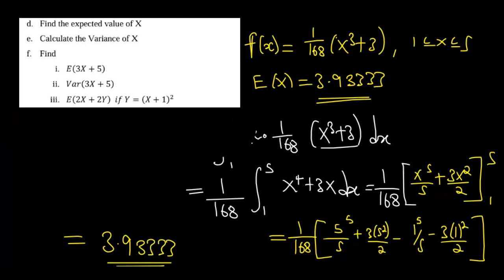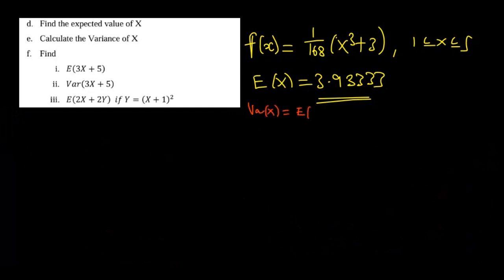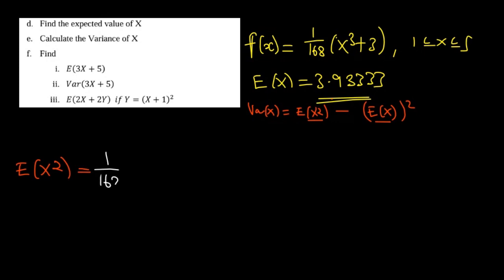Okay, so we know that to find the variance we have to calculate the expected value of x squared, and then use the formula for the variance, because the variance of x is equal to the expected value of x squared minus the expected value of x, and then we square it. So this we already have, so we just have to calculate this. So the expected value of x squared is going to be equal to 1 over 168, the integral from 1 to 5 of x squared multiplied by x to the power 3 plus 3 dx.